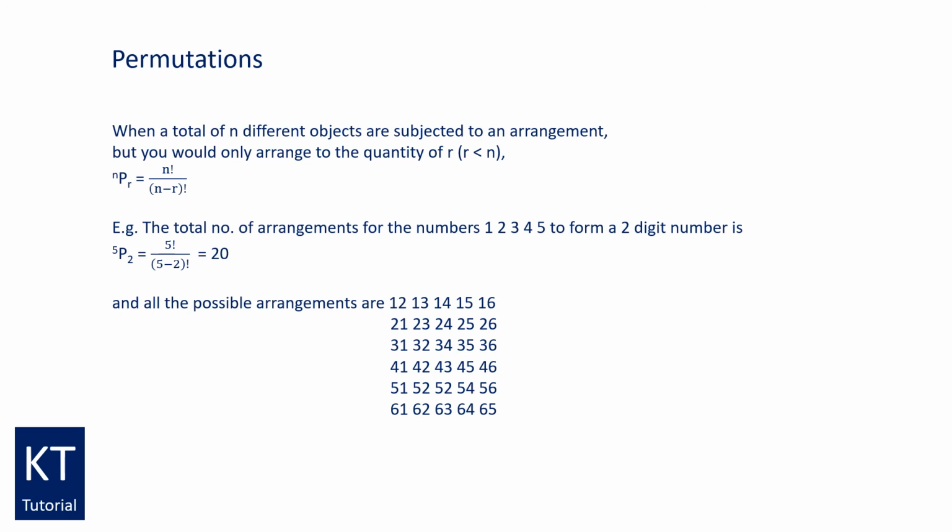Next, in permutations, when a total of n different objects are subjected to an arrangement, but you would only arrange to the quantity of r where r is less than n, nPr is equal to n factorial divided by n minus r factorial. As an example, the total number of arrangements for the numbers 1, 2, 3, 4, 5 to form a 2-digit number is 5P2, which is 5 factorial divided by 5 minus 2 factorial. This comes to 20, and all the possible arrangements are as attached.